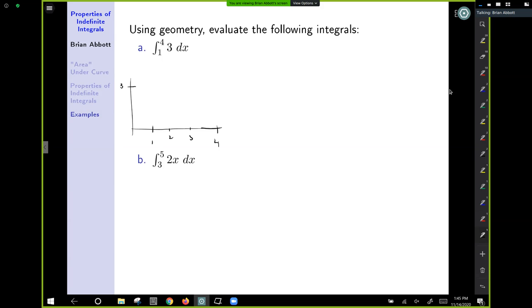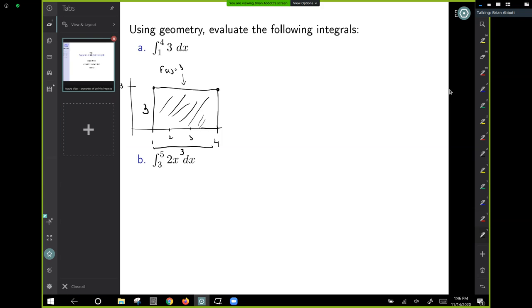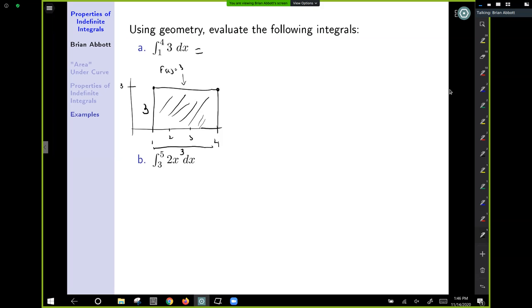So what's this function? Well, the graph of the function is going to be just a horizontal line, because f of x equals 3, or y equals 3, and this line is that. Okay, so what's this area going to be? That's just a rectangle. And so geometry lets me take the length times the width. The height is 3, and the overall base is 4 minus 1, which is 3. So 3 times 3 gives me an area of 9. Geometry, and we sorted it out.